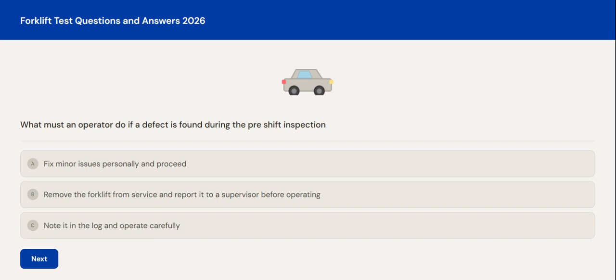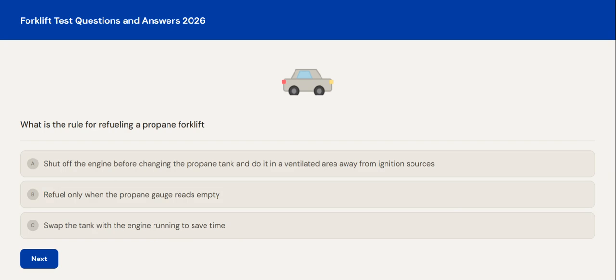Next question. What must an operator do if a defect is found during the pre-shift inspection? Remove the forklift from service and report it to a supervisor before operating. A defective forklift does not operate, regardless of workload or schedule pressure. Tag it out and report it. That's the rule. Let's keep going.